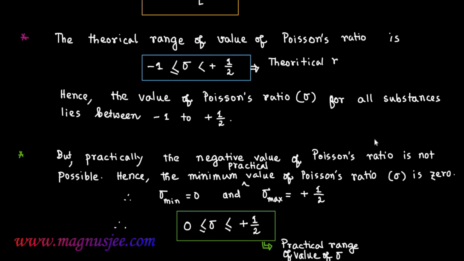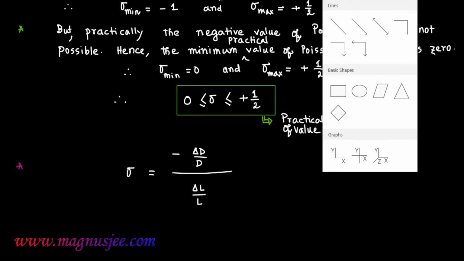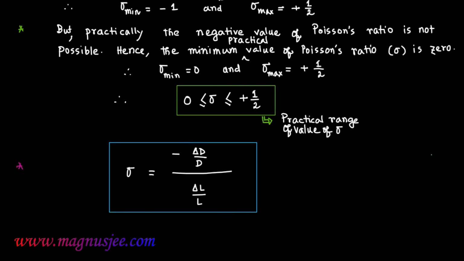And that is the theoretical range of value of Poisson's ratio. Range of value of sigma should be minus 1 less than or equal to sigma less than or equal to plus half. So for the theoretical range, sigma min equal minus 1 and sigma max equal plus half. Now another additional information, sigma equal minus delta d by d divided by delta L by L. That is the expression of sigma.